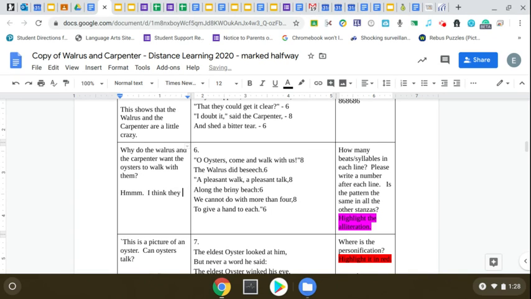I think they may want to eat them. I'm writing. Oh, and look here. It says highlight the alliteration, repetition of consonant sounds. Oh, I see it right here: briny beach.